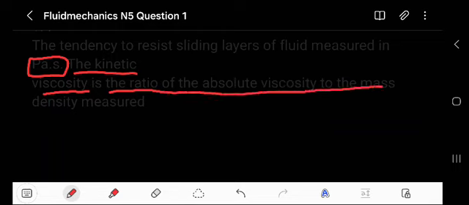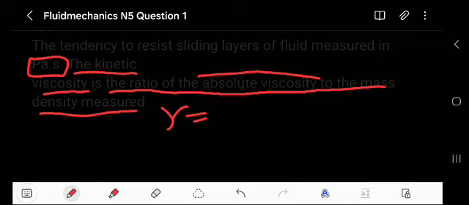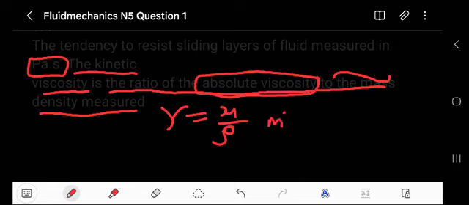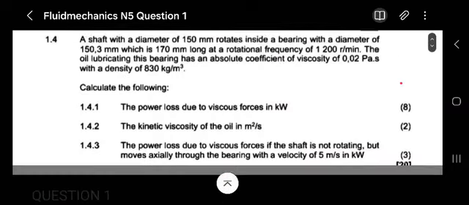The kinematic viscosity is the ratio of the absolute viscosity to the mass density. Here the mass density is the density. So this is measured in meters squared per second. So let us get to the work now, straight to the work. 1.4.